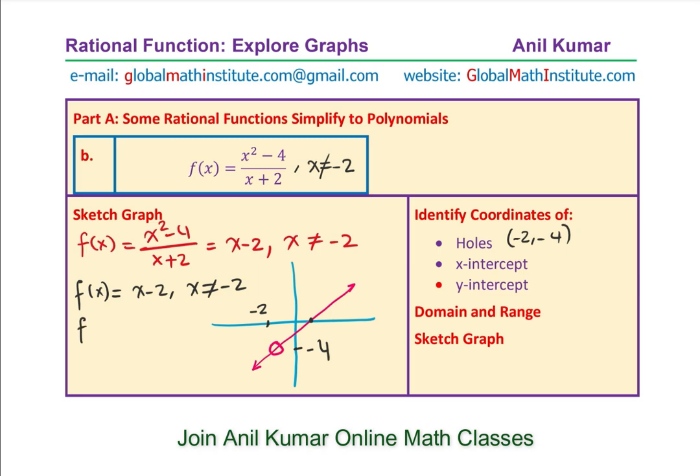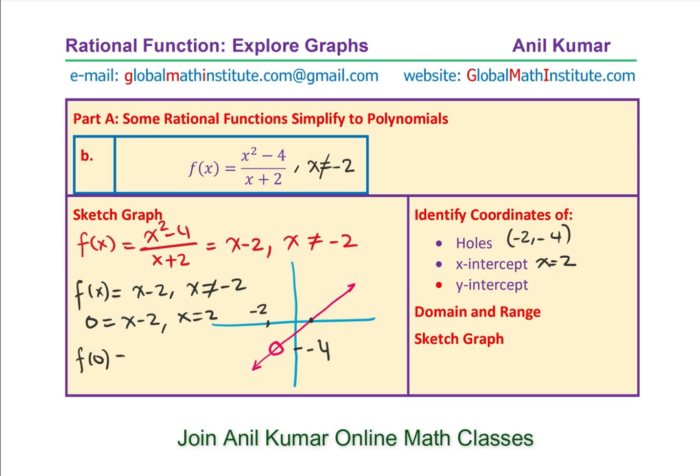X-intercept is when the y value is 0 and y-intercept is when x value is 0, correct? So let's find the x-intercept. This is equal to 0 for x equals 2, right? So that gives you x equals 2. So the x-intercept is at x equals 2, correct? And y-intercept clearly is given at y equals minus 2, right?